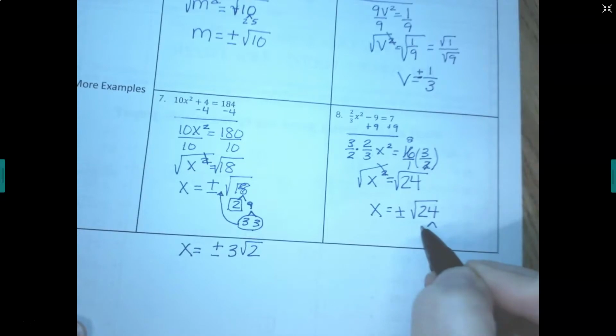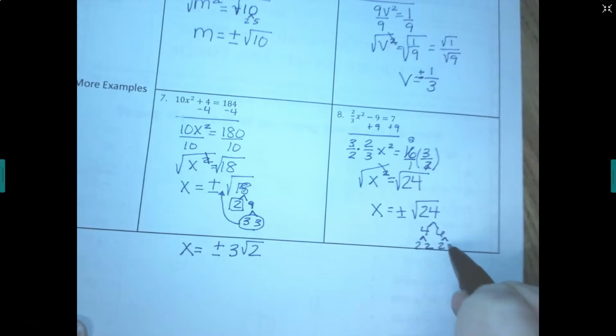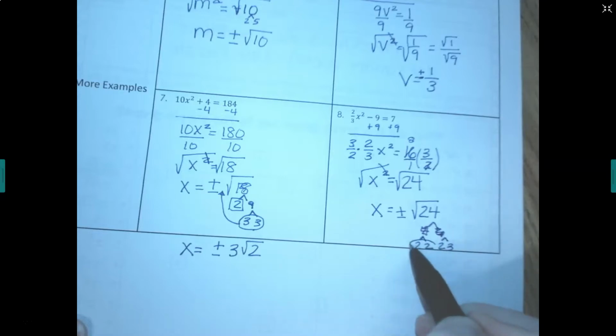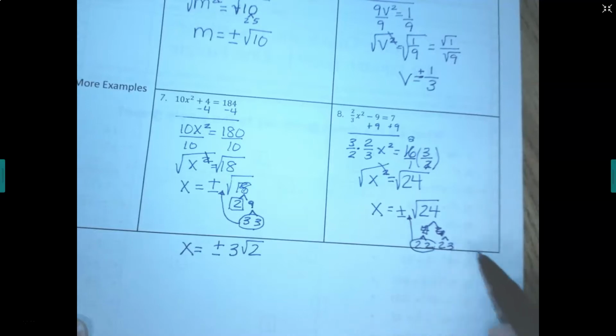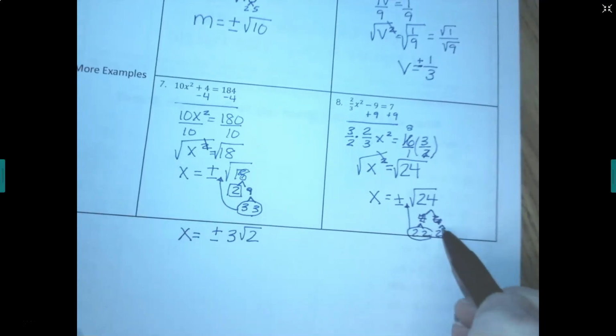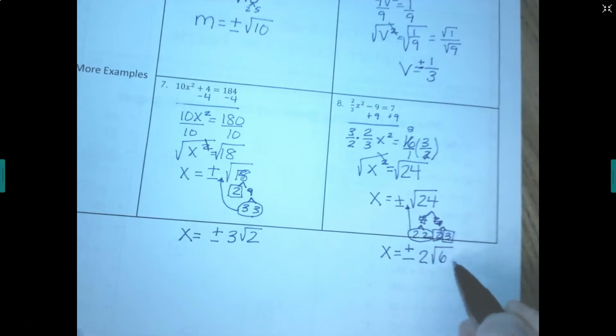So how about, this is 4 times 6. 4 is 2 times 2, and 6 is 2 times 3. So we've rewritten those. I have a pair of 2's, which means one's going to come out and go in front. This 2 and 3 have no pair, so they're going to go back inside. So my x's are going to cross the x-axis at positive negative 2 square root 6, which is a decimal. You can put that in your calculator and find the exact spot that that's located.